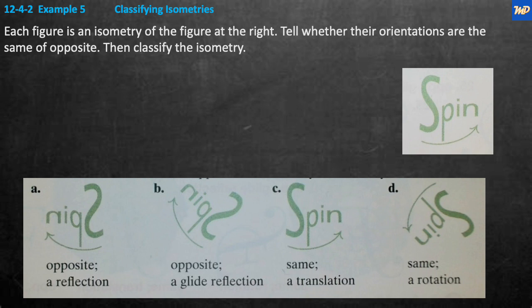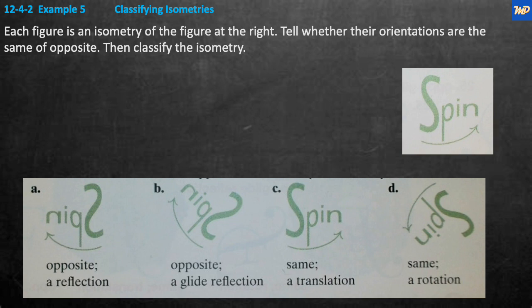Okay, example 5, classifying isometries. Each figure is an isometry of the figure at the right. You see it here, it says spin with the little arrow on it. Almost looks like an Amazon logo kind of a thing. Anyways, tell whether their orientations are same or opposite, and then classify the isometry. Okay, so the same or opposite means flipped upside down or not, right? Okay, so we're looking at this spin. You see the way it starts out looking.